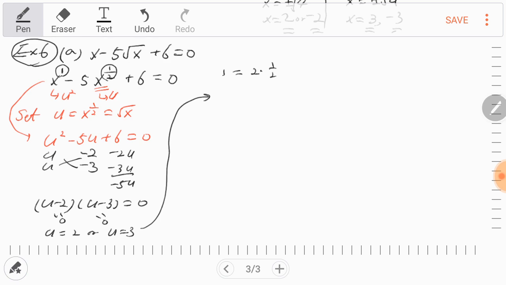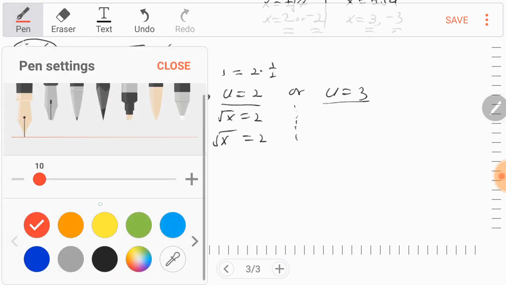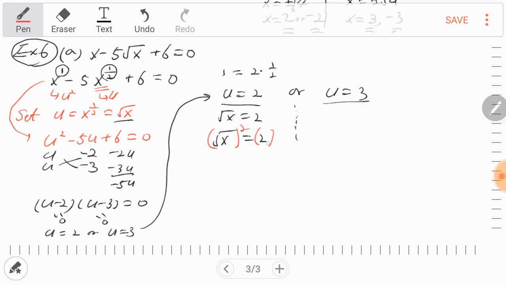And u is not the value that we are looking for. We want the x value, so replace this u. We have this equation, and u equals 3, this equation. From the first equation, replace u with the original variable, square root of x. So square root of x is equal to 2. Then we can square each side. Then x equals 4.